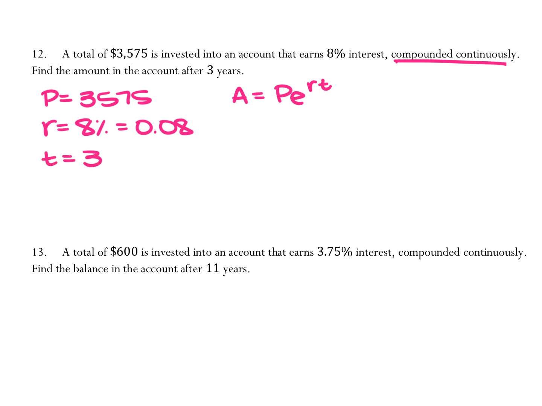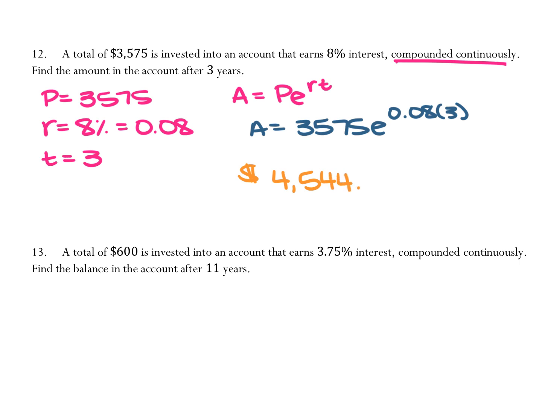If we plug these values in, we're going to have A is equal to 3,575 times E to the power of 0.08 times 3. Again, we're going to use our calculator, round to 2 decimal places. And this should give you $4,544.72.